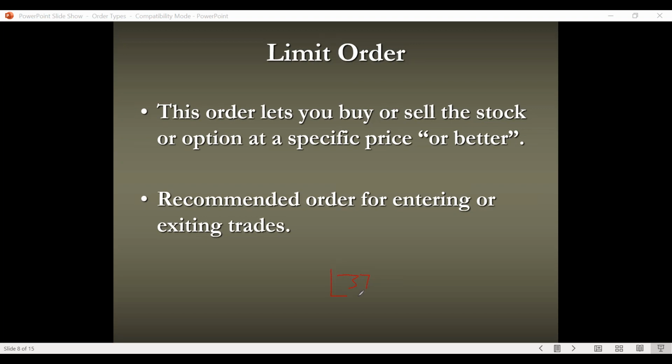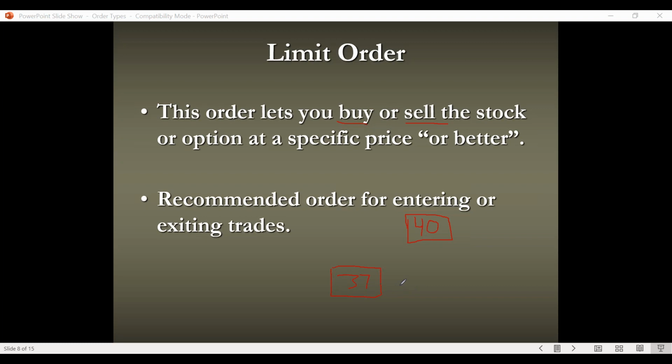and I got filled on it, I'm in my trade, and there's a resistance area at $45, but I don't think it's going to break through that resistance area right away, so I want to get out at $40. I could put a limit order to sell. See, we can use a limit order for buying or selling. I could put a limit order to sell that stock at $40.